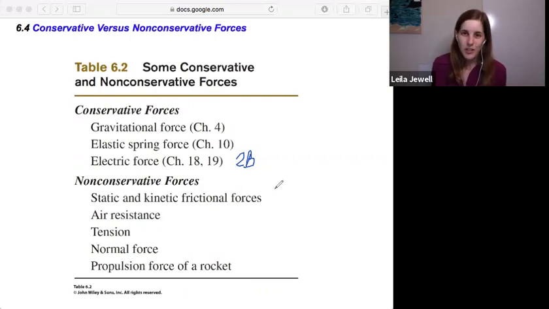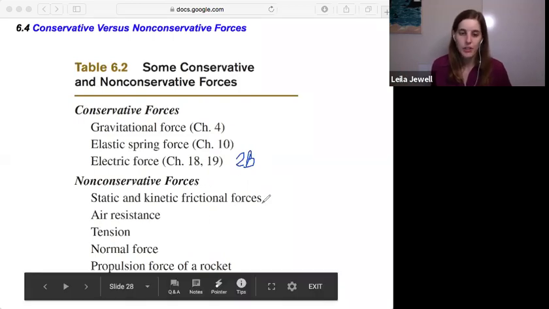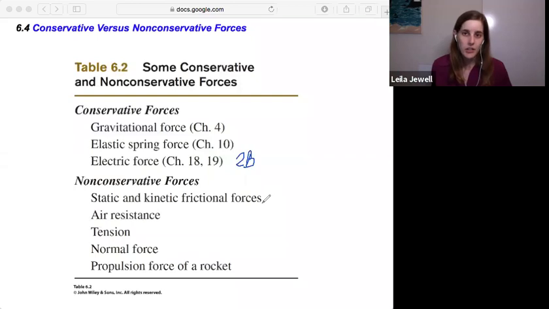What about non-conservative forces? Non-conservative forces are basically any other force out there. So friction is one example, or air resistance, which is very similar to friction. And these can be illustrated by how they do not follow both versions of the definition of a conservative force, right?